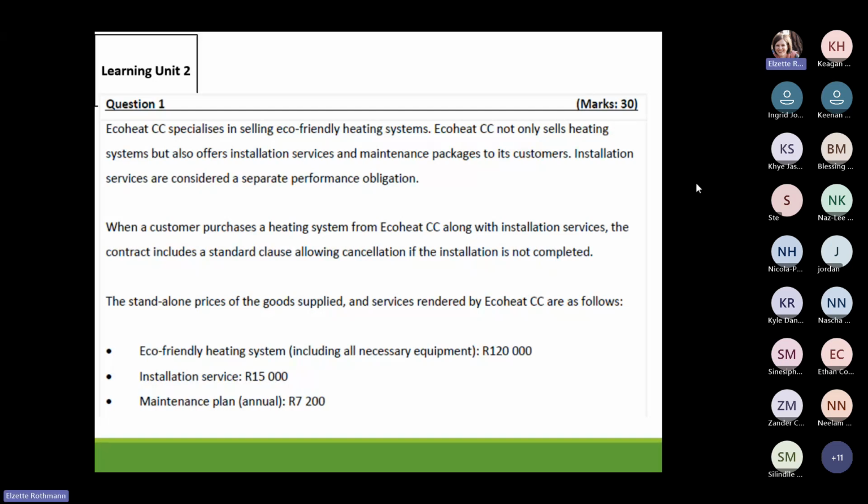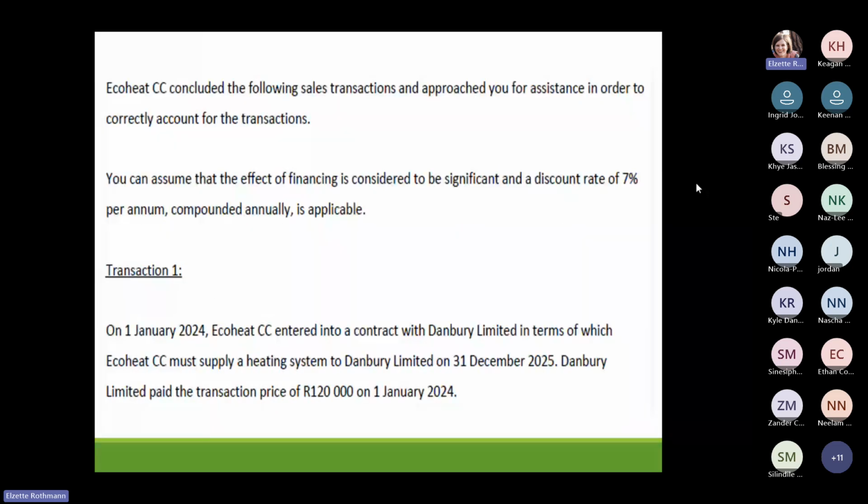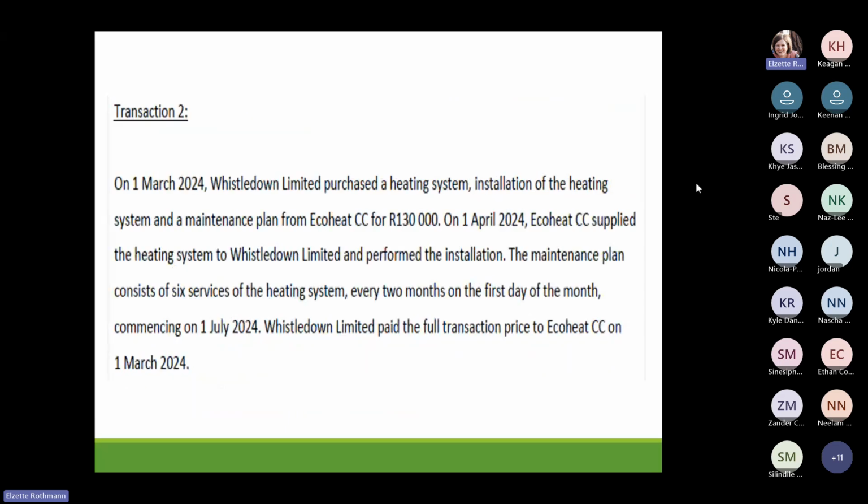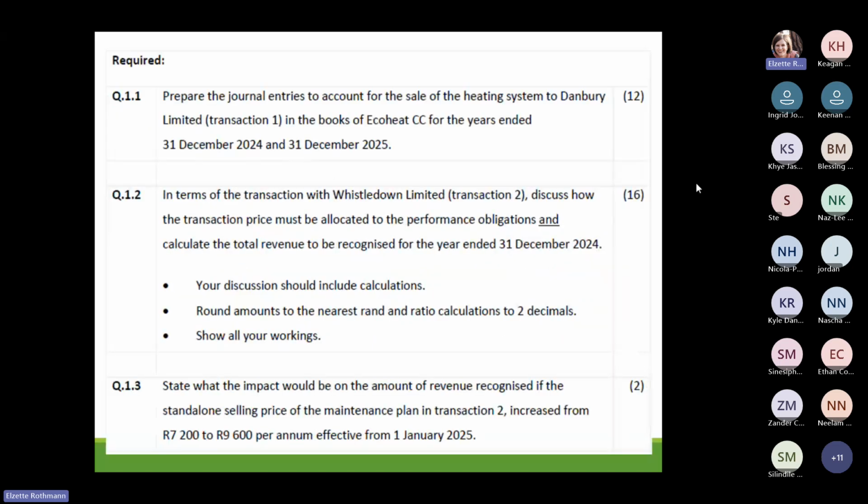Okay, then they tell us that EcoHeat CC concluded the following sales transactions and approached you for assistance in order to correctly account for the transaction. You can assume that the effect of financing is considered to be significant and there's a discount rate of 7% per annum, compounded annually is applicable. Okay, then they give us transaction 1 and transaction 2. Before we look at that, let's go to the required to see what do we need to look out for.